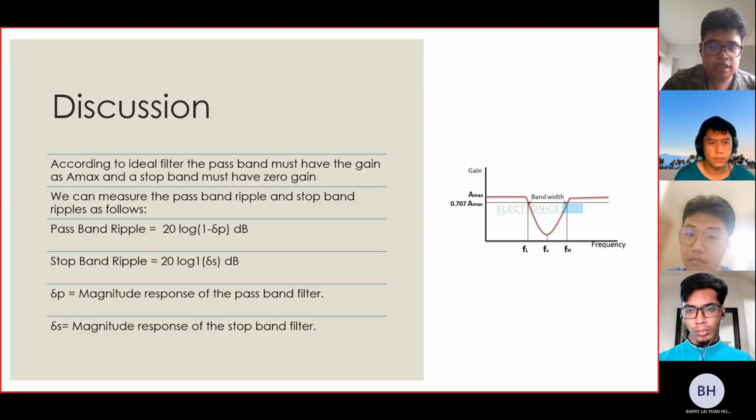So this is the example of bandwidth. According to the identifier, the passband must have the gain of A max and the stop band must have 0 gain. We can measure the passband ripple and stop band ripple as follows, using the formula of passband ripple 20 log 1 delta p dB and stop band ripple 20 log omega s and dp, where the magnitude response of the baseband filter equals the magnitude response of the stop band filter. Next slide, please.